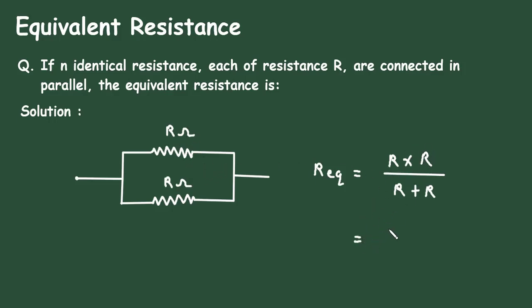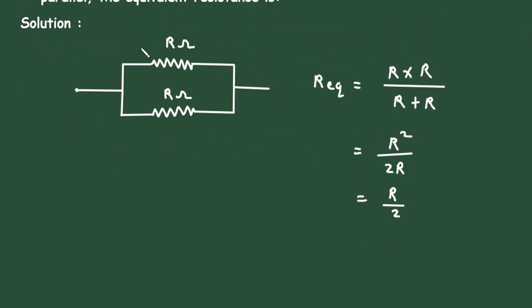So it will be R square divided by 2R. So this R and this R will get cancelled. So what remains? R divided by 2. So this is for two resistances. Now let's see for three resistances.